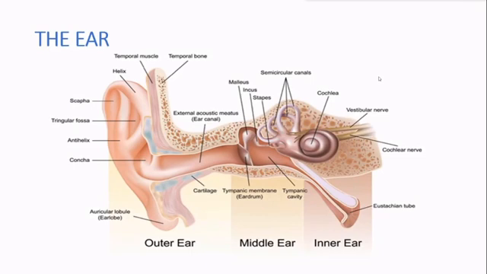I'm sure you might have seen this in the previous lectures: the anatomy of the ear. There's the outer ear, the middle ear, and the inner ear. Any pathology involving any part of the ear will cause different degrees and different types of hearing loss.